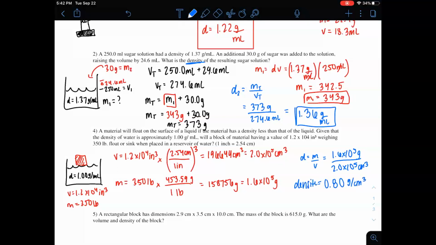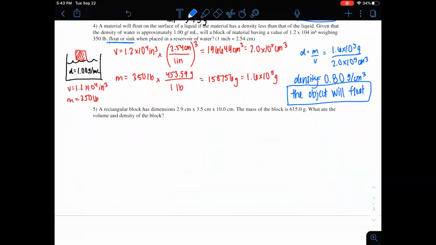All right, so that is the density, but that is not what the question asked us. It asked us, is it going to float or sink when it's placed in water? So our final answer is that the object will float. And it will float because its density is less than that of water, because the density of water is 1.0 and the density of our object is 0.8.